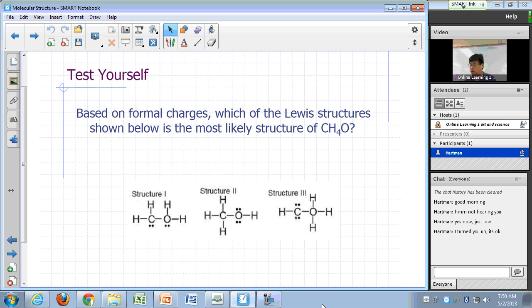All right, so last time we talked about Lewis structures. We learned how to draw Lewis structures, and we said that oftentimes there's more than one way to draw a valid Lewis structure that follows the octet, or duet, rule.